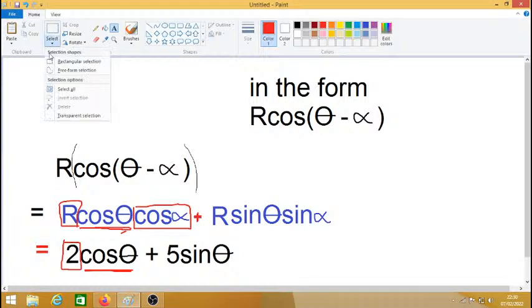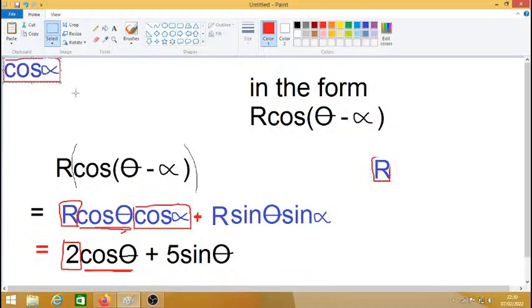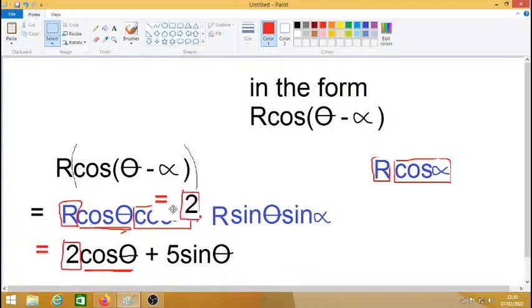We can say this r times this cos alpha, those two together have to be equal to the 2. So this 2 has to be equal to r cos alpha. So that's your first equation.